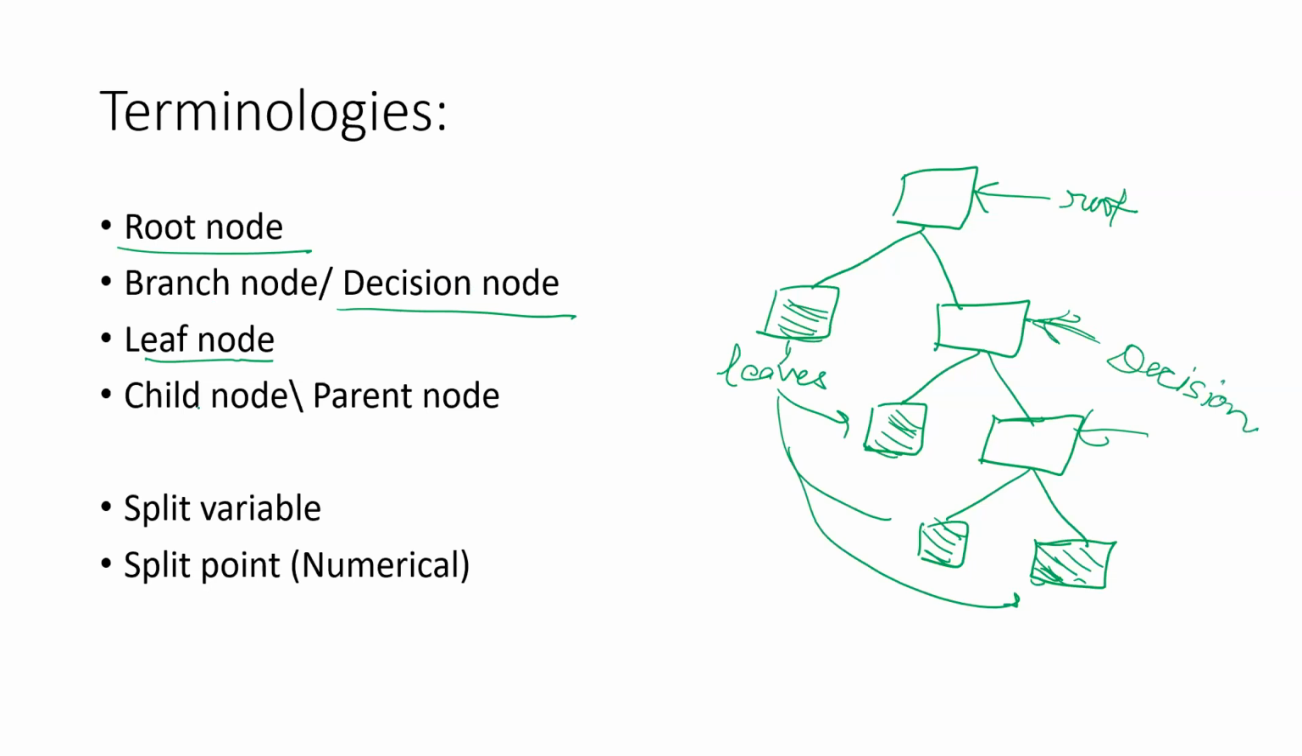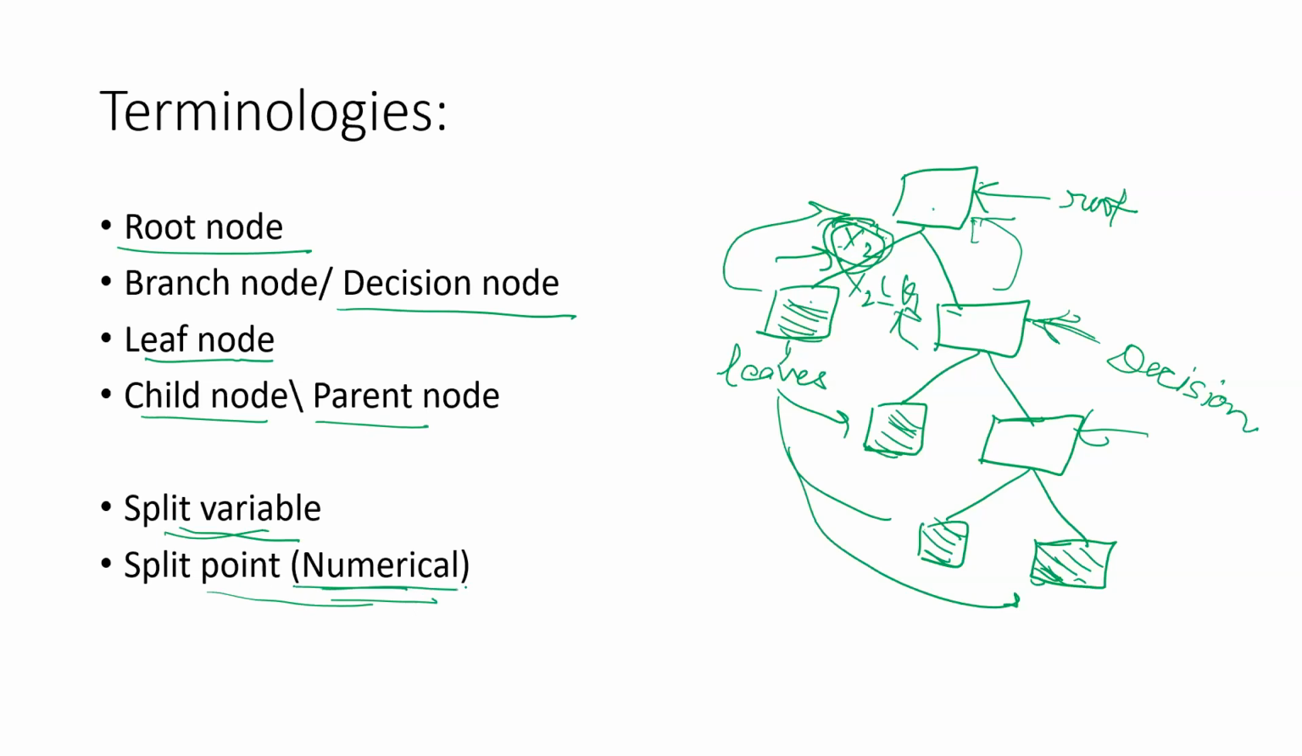And what are child nodes and parent nodes? If we are splitting this node, then these are the children of this node, and this is the parent of these nodes. What is the split variable? Remember, we split this data set using some variable, let's say x2. That attribute or feature is called the split variable. In the case of a numerical variable, you need a threshold to split. In the previous example we used x2 less than or equal to theta 1, so theta 1 was the split point. The split point is defined for a numerical feature.